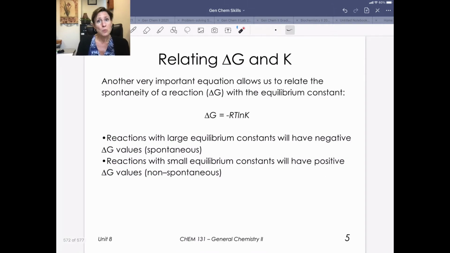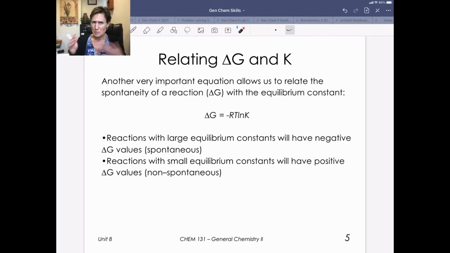All right, one other important equation from this learning unit is this guy here. Delta G equals minus RT times the natural log of the equilibrium constant. Again, an equation that will be provided for you, but I want you to know how and when to use it, but it basically allows us to connect the spontaneity of a reaction with the equilibrium constant.